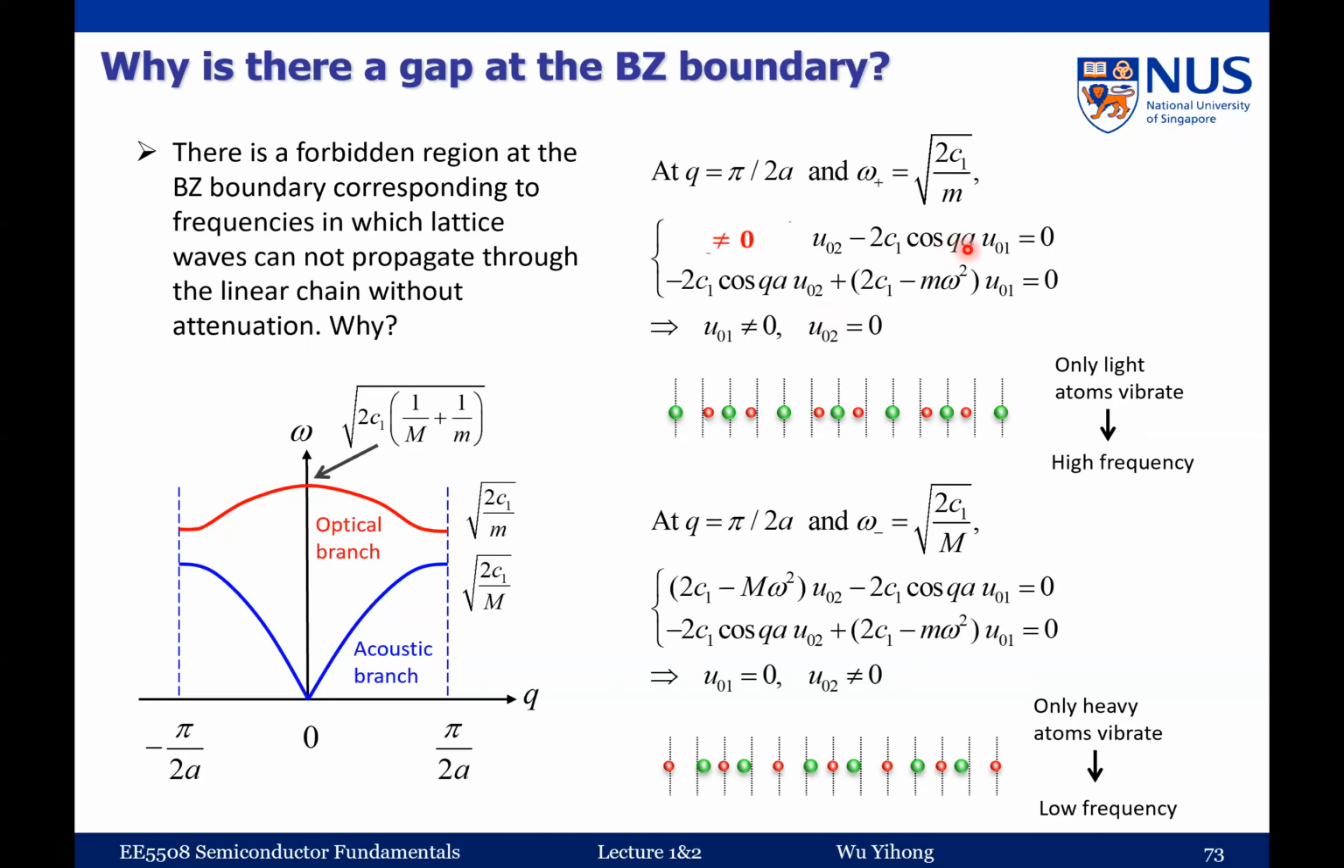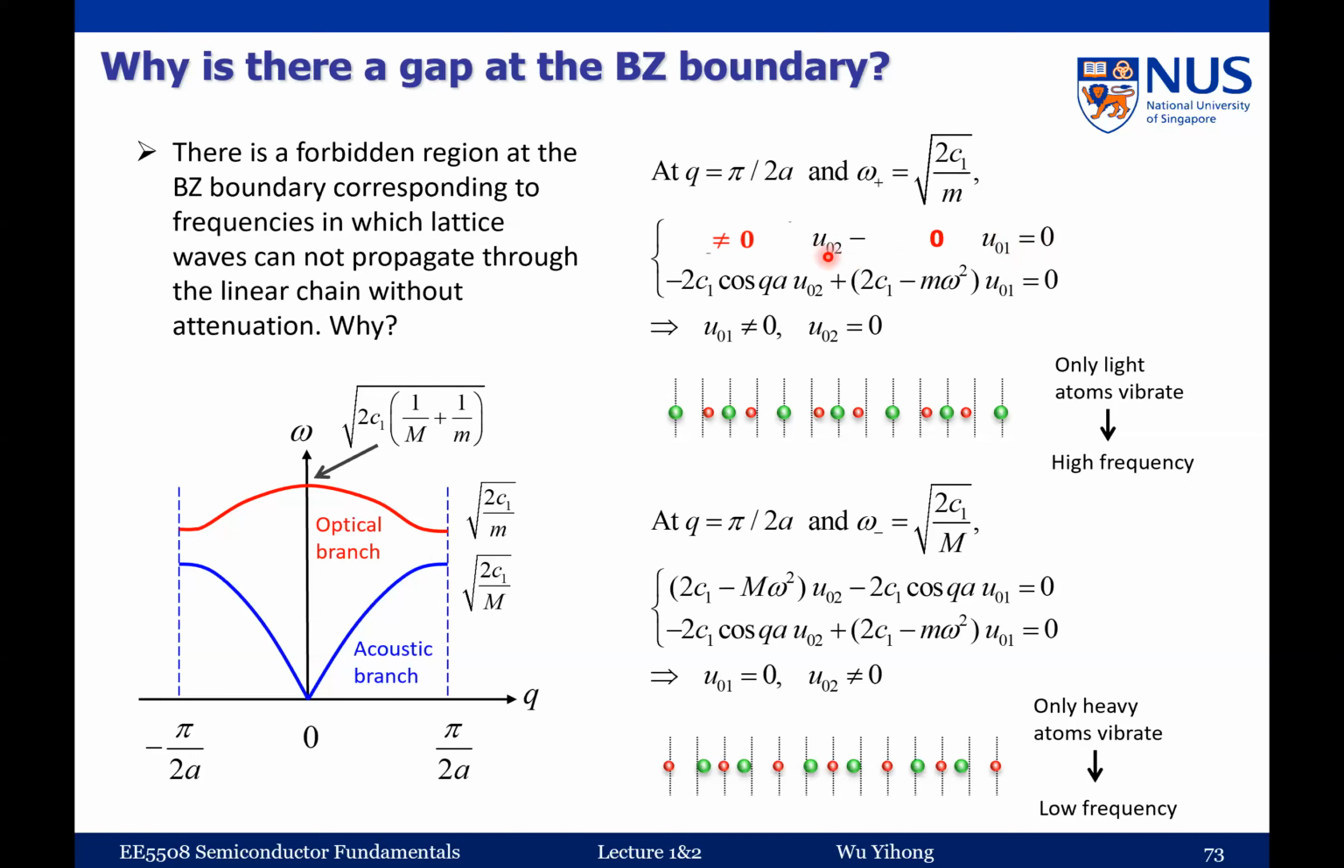And then what happened to this one? This one has qa in it, so you substitute q here, and then you get cos of n pi over 2, and cos of n pi over 2 is 0. So this means that this coefficient will be 0, right? So now you have this equation. And then this means that, of course, you can put U02 as 0, and then U01 as 0, and then eventually you will get 0, right?